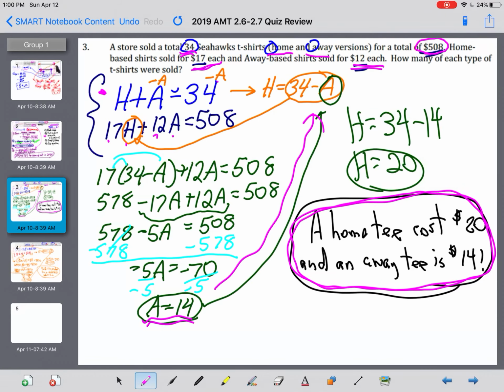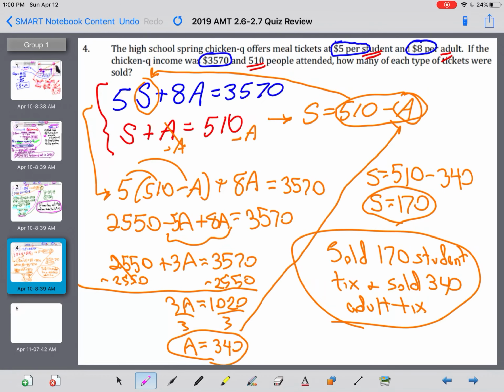Alrighty. And finally, number 4 is very similar to the last one. We had the cost per student and the cost per adult tickets for the total amount, kind of like our home t-shirt cost and away t-shirt cost and total cost. And then altogether, the student tickets plus the adult tickets have to equal the total number of tickets sold. And for a high school chicken queue here, this is pretty good turnout.